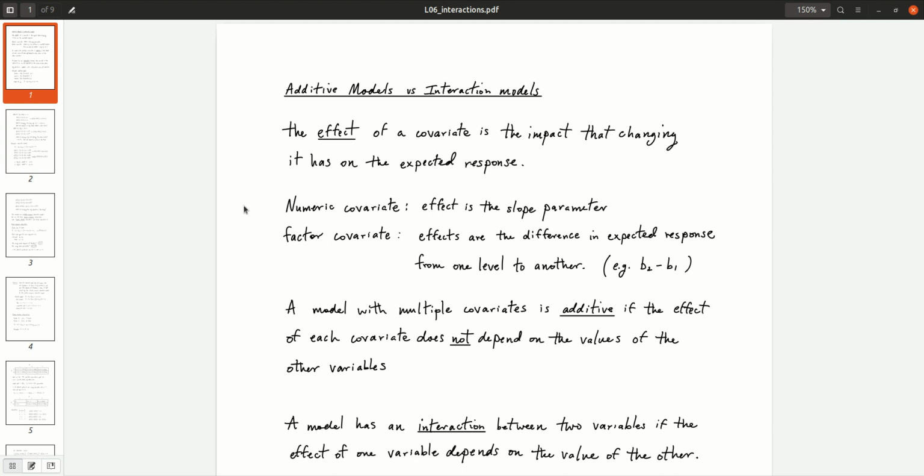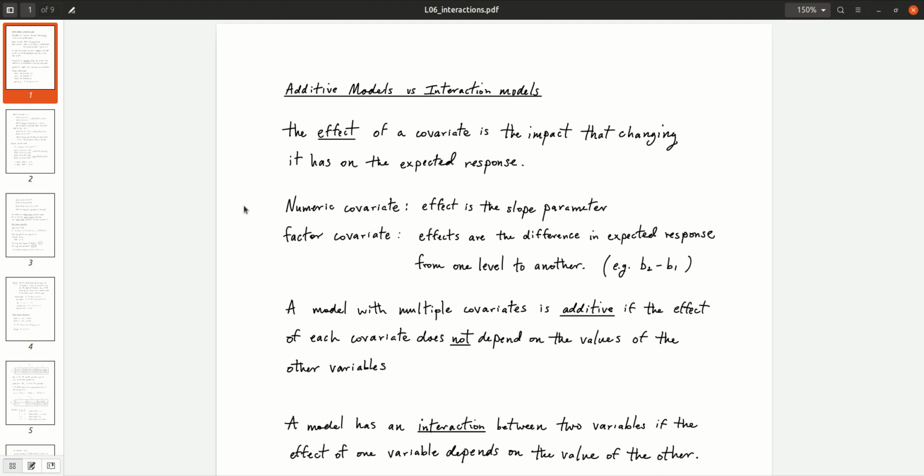Now, a factor covariate is not much more complicated, but we can't talk about a slope because a factor is not a continuous variable. It's a qualitative variable with different levels. So when we talk about effects of a factor, we're talking about the difference in expected response from one level to another. In the previous module, we talked about the parameter b2 minus b1, which tells us how much changing the level of the factor from level 1 to level 2 impacts the expected response.